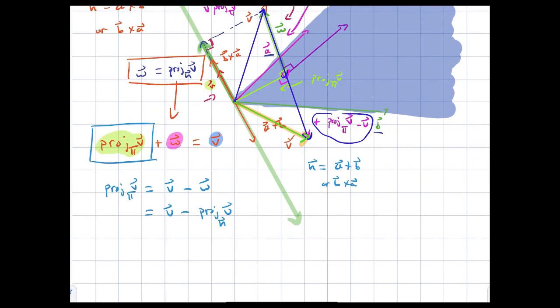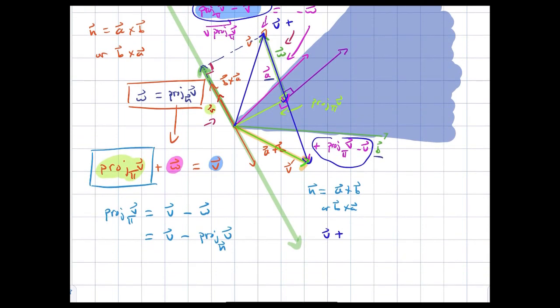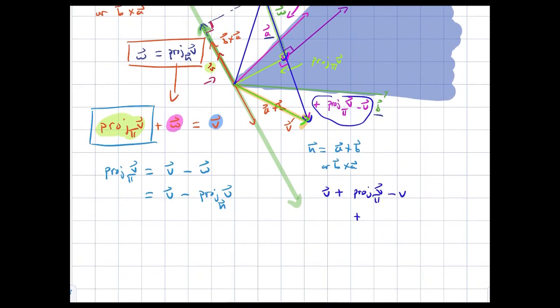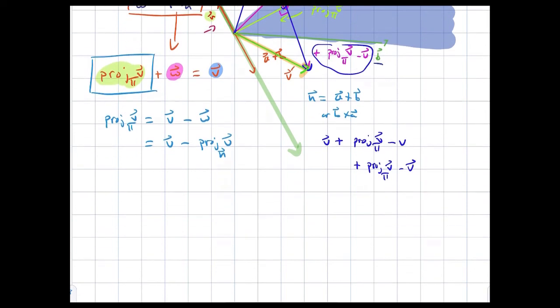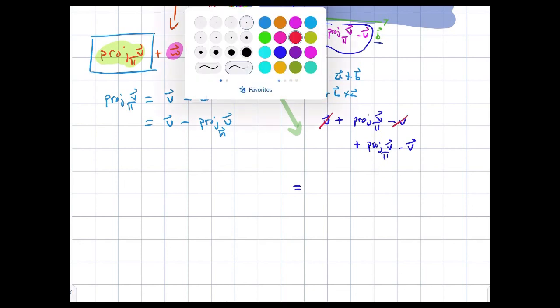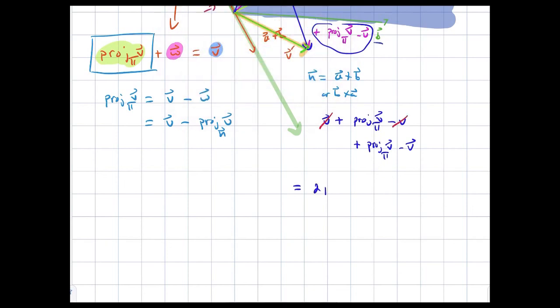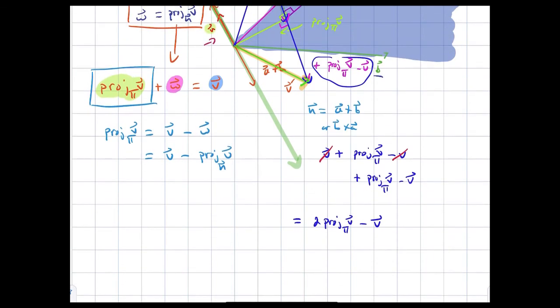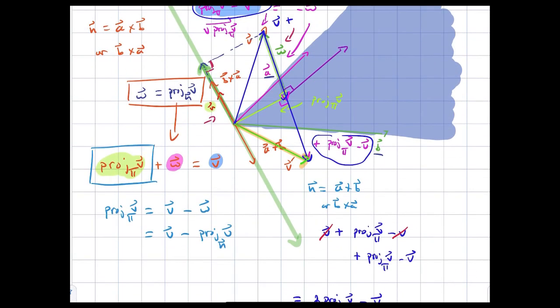So adding all those things up, and I'll try to do it in the same color, will give me v plus, that got me to the first part, v plus the projection of v onto pi minus v, and then I added another one of those, the projection of v onto pi minus v. And one of these v's is going to cancel, right? This will cancel with that, and we will end up with 2 times the projection of v onto pi minus v. So exactly the same thing as reflecting a vector across a line, right?